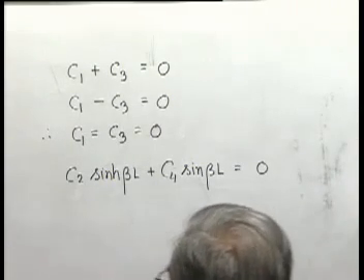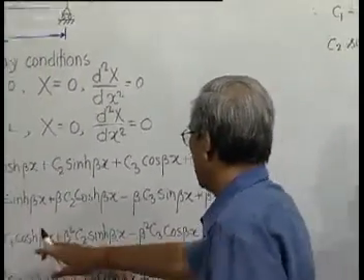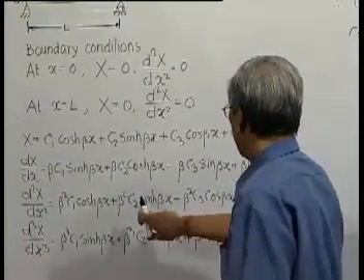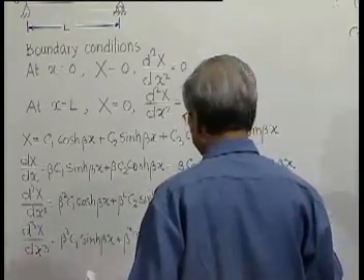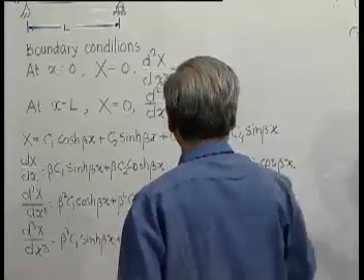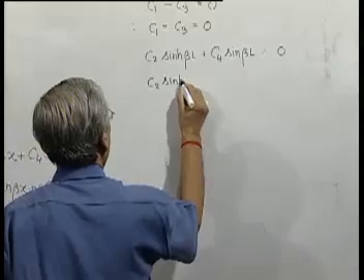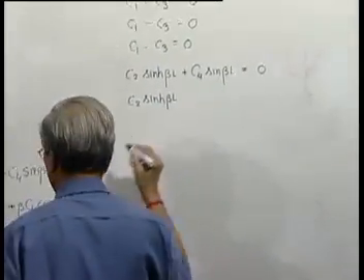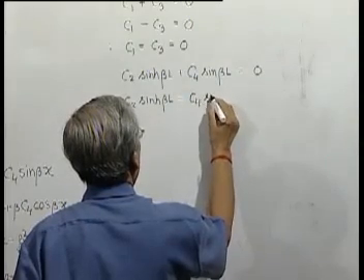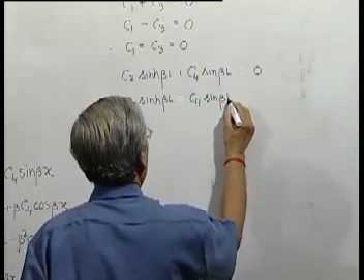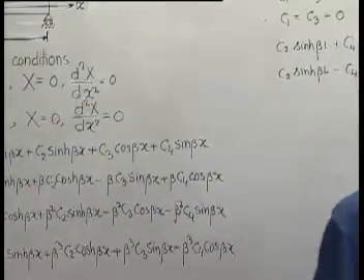And again at x is equal to L, moment is 0, but anyway C1 and C3 are already gone. So what remains is beta square, if we take common, C2 minus C4. This beta square which was common we have removed.